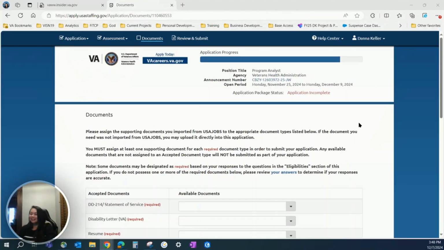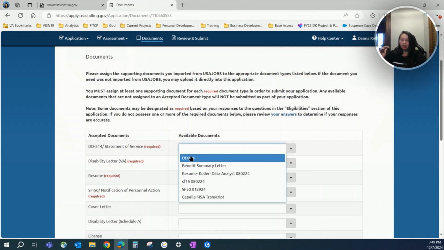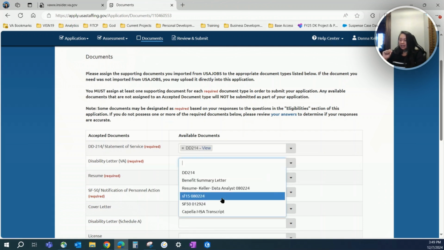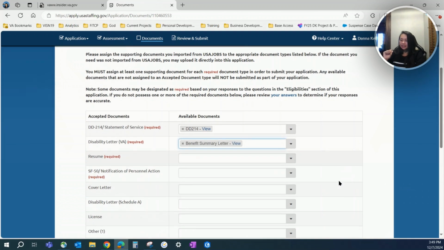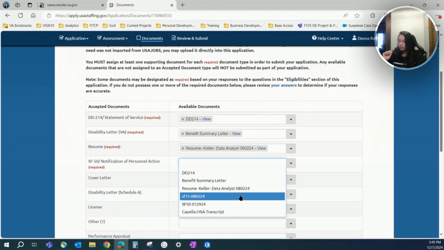Here we are at the tail end of the application process. You can see what's required, right? When I answered some of those questions, initially when you applied, an SF50 and a resume was the requirement. But when I started filling out the eligibility information, I'm a veteran, so I need to supply all these other required documents. Since I've already uploaded them, they would have them on their little section of selected documents. I select my DD-214, I select my benefit summary letter, I select my resume, and I select my SF50, which is this one right here.